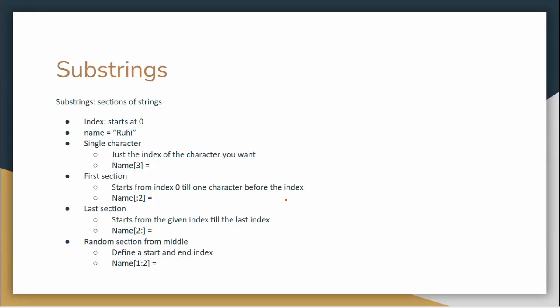Okay, now we're going to be talking about substrings in Python. Substrings use the concept of indices. The important thing about indices is that, let's say I have a word. In English, you would say the first letter of this word is R, the second letter is U, the third letter is H, and so on. However, in any coding language, they use indices, meaning that they start counting at 0. So they would say index 0 of Ruhi is R, index 1 of Ruhi is U, index 2 of Ruhi is H, and so on. So that's how coding and indices work.